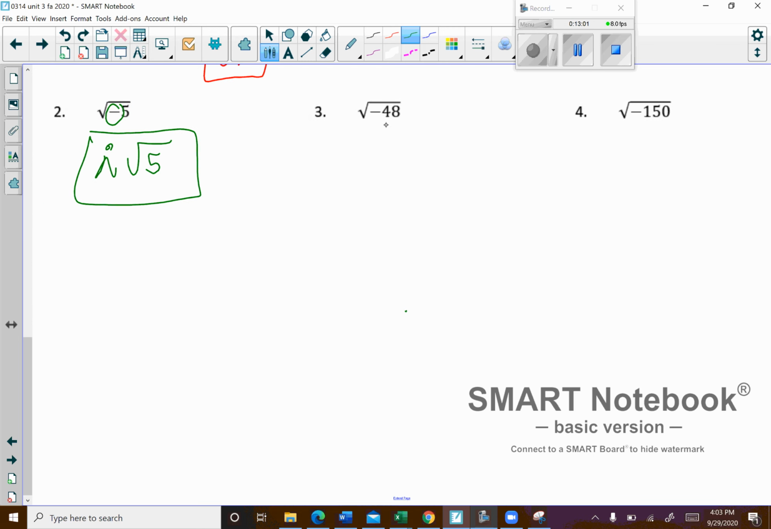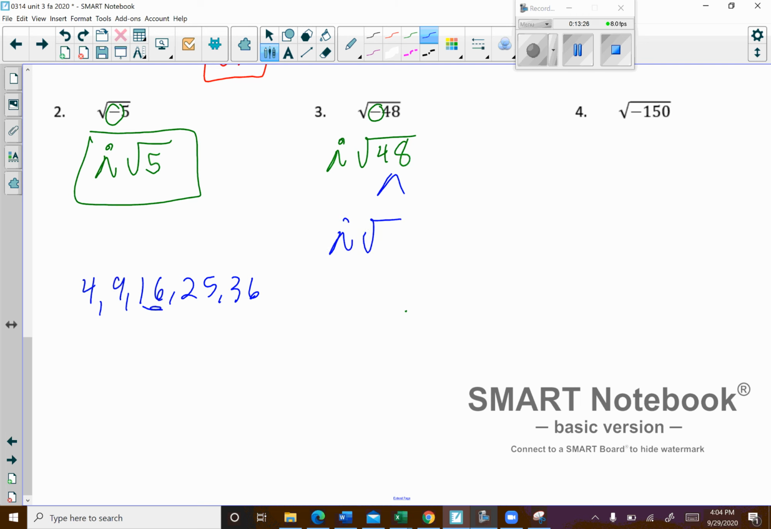All right, so on number 3 right here, your negative, we'll pull that out as I, and you're left with the square root of 48. Now 48, we can break that down. Remember our perfect squares are, let's see, 4, 9, 16, 25, 36, and so on. And I believe 48 is divisible by 16. So we're going to break that up into the square root of 16 times the square root of 3. Now we can square root 16, so that'll give us I times 4 times the square root of 3. And that answer is great. If you want to leave it like that, that's fine.